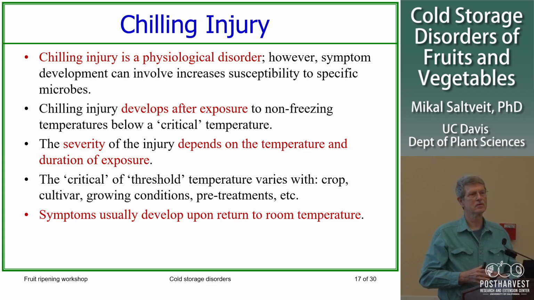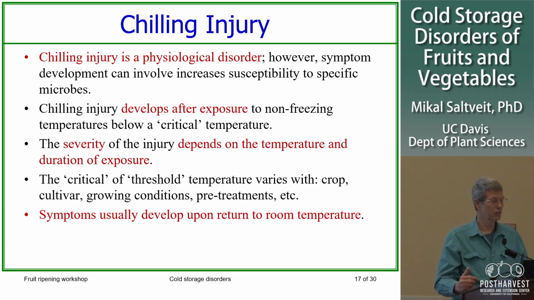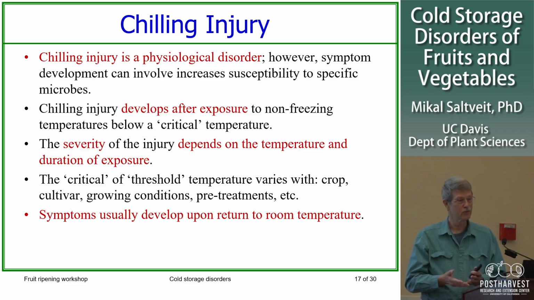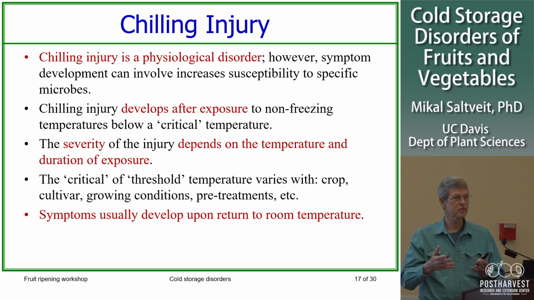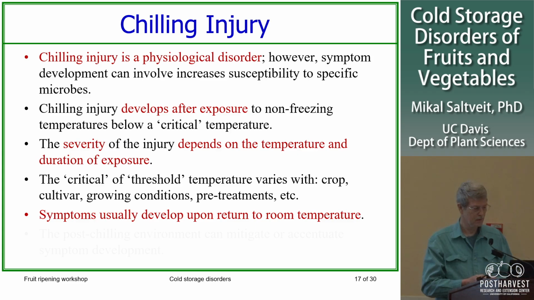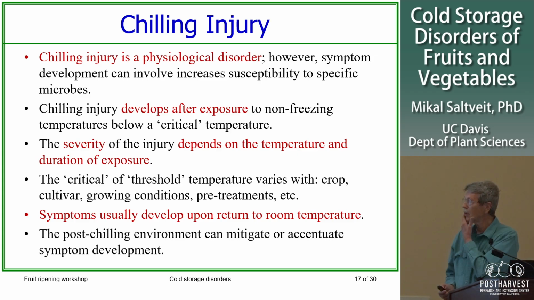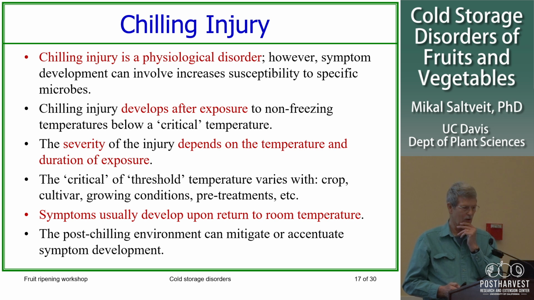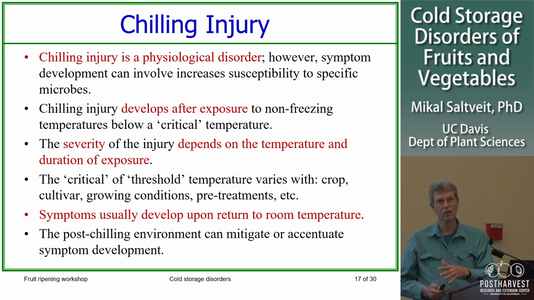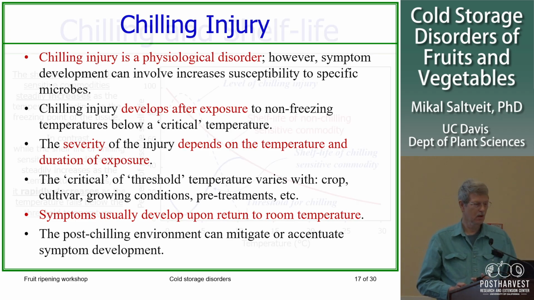Why do these chilling injury symptoms develop upon room temperature, upon raising the temperature? Well, usually they occur because there's some kind of cellular damage done, and as you warm them up, you see excessive water loss because the semi-permeability of the membranes has been compromised. And the post-chilling environment can mitigate or accentuate the symptom development. Oftentimes, the best preventive measure for chilling is to rapidly use the commodity. You can raise the humidity to prevent symptom development, things like this.